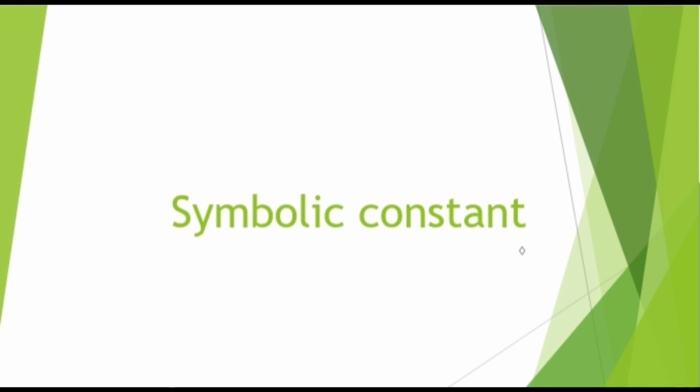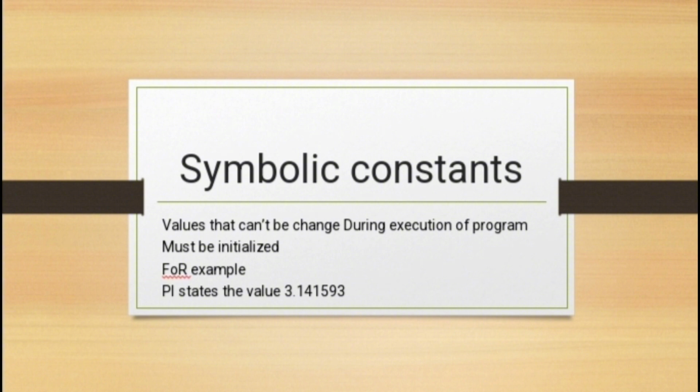Till now, I have explained to you about literal constant and its types, but the second type of constant that we have is symbolic constant. Okay, so a symbolic constant is a name given to values that cannot be changed. Remember that a symbolic constant must be initialized and cannot be changed during the execution of the program. For example, pi states the value 3.141593. Pi is a constant value that we cannot change; it remains the same, that is 3.14 and so on.